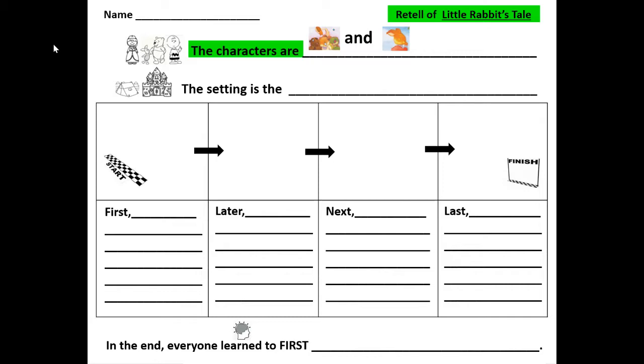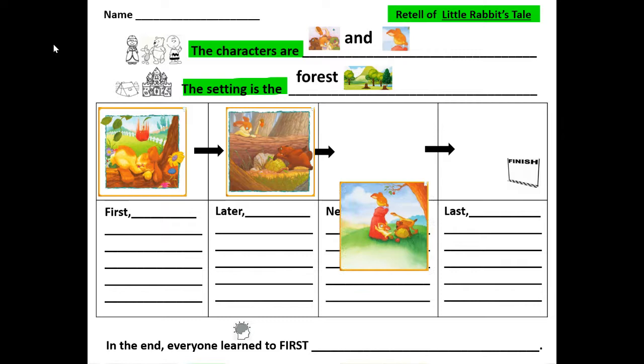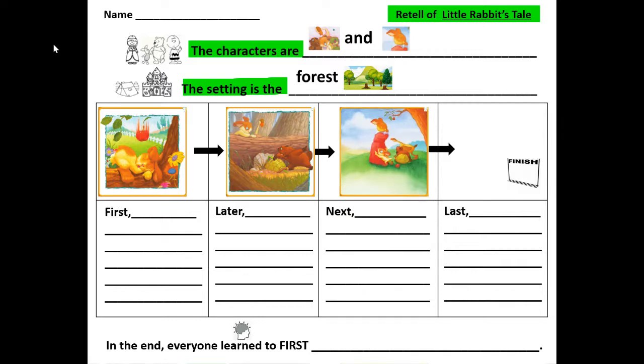Where does the story take place? The setting. Where does the story take place? The setting is the forest. That's where the story mostly takes place. And also Little Rabbit's house. Now we're going to put our pictures in the correct sequence. First, this happened. Later, this happened. Next, this happened. And last.